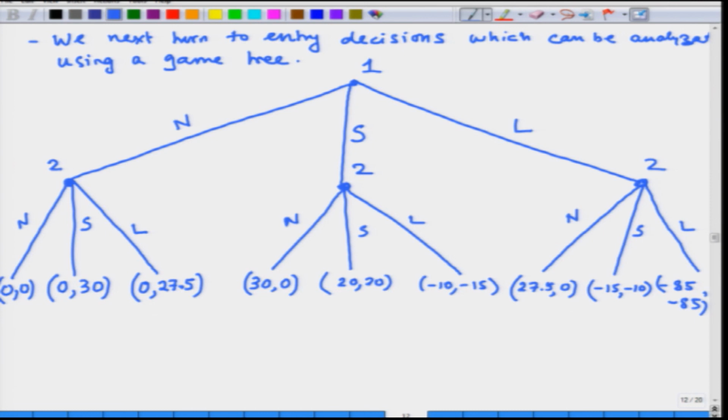The way we would analyze this game again is by backward induction, which is we would start at the end of the tree, find out what is happening in each one of these subgames, move back one step and then identify what is the best response chosen by the firm in the previous stage.